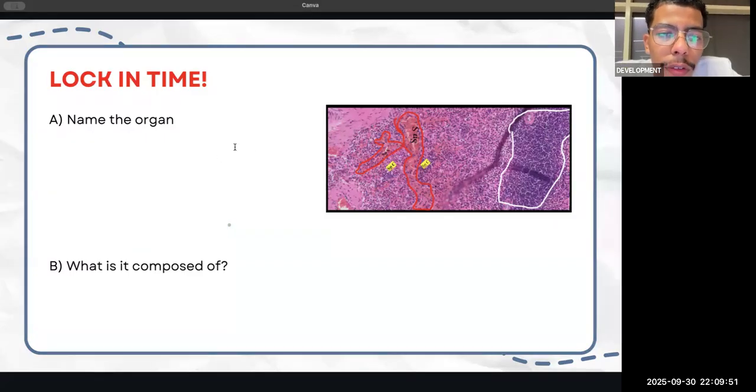Yes, it's non-keratinized. The distribution is random.